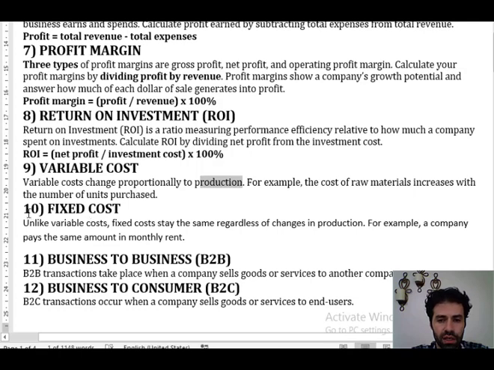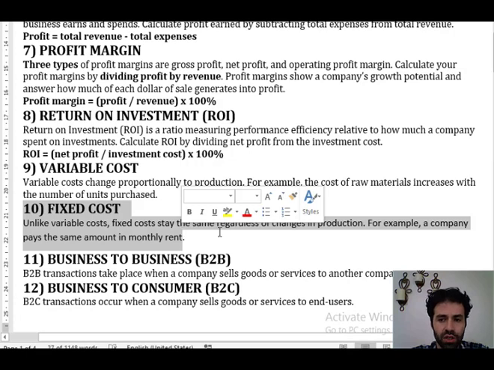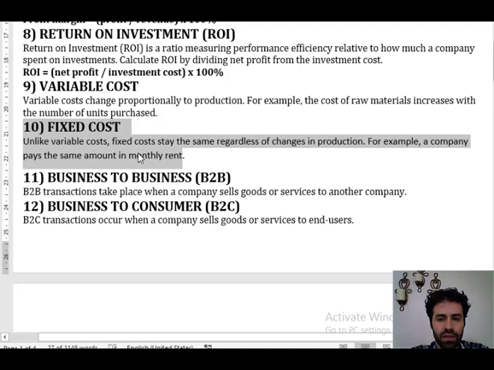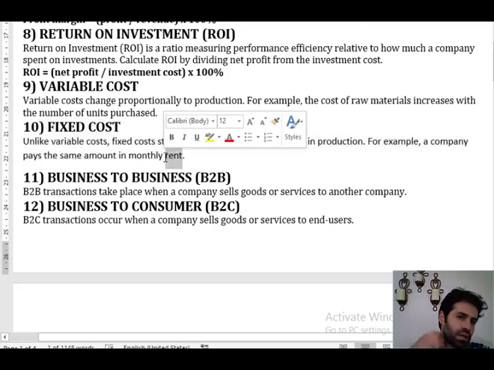But fixed cost is a kind of cost that is fixed and doesn't change regardless of the production. For example, the rent or the salary that the company pays to the workers is a fixed cost.